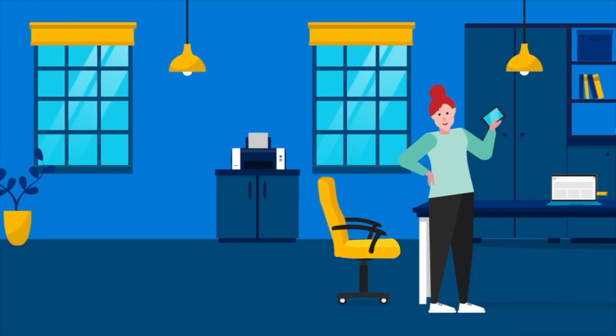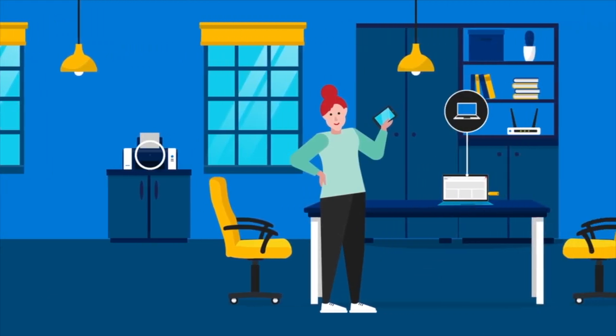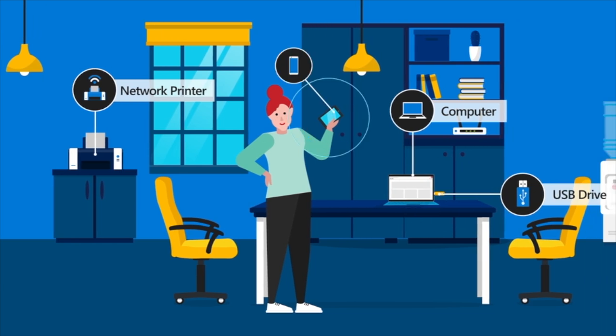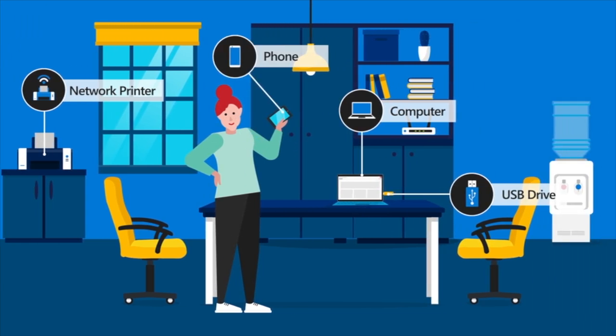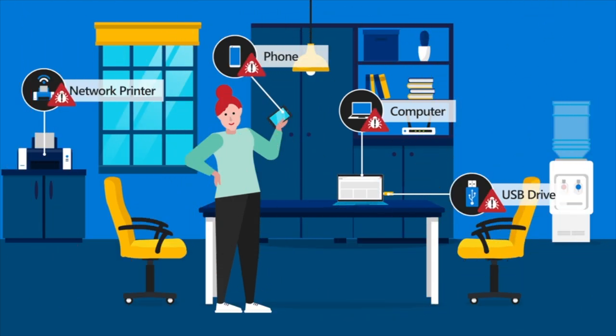Once Kayla arrives at work, she uses several devices like her work computer, a printer, a USB drive, her phone, and more. All of these are threat vectors. For example, the USB drive that Kayla has could contain a malicious file. If she inserts the device into her computer, the malicious file can compromise that computer, then compromise devices across the wider office network.